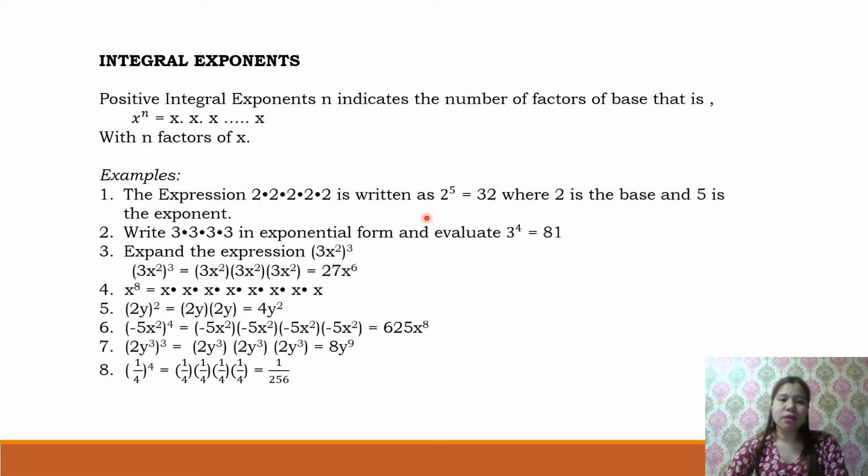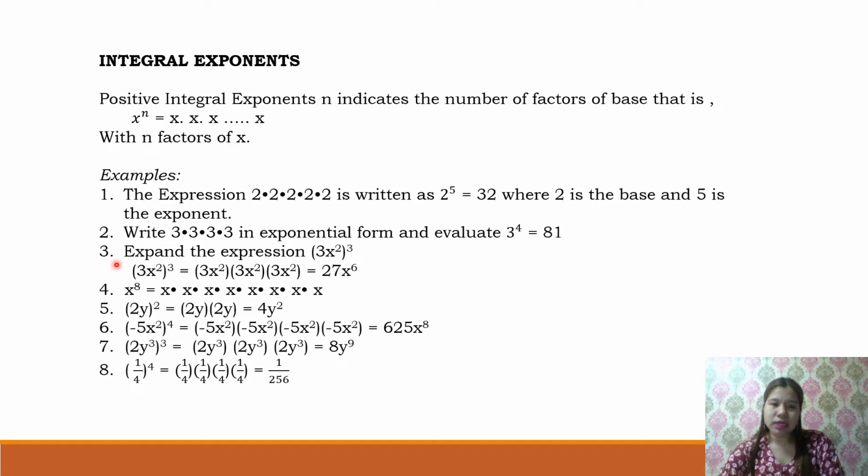Number 2, write 3 times 3 times 3 times 3 in exponential form and evaluate. So we have 3 raised to 4. 3 times 3 is 9, times 3 is 27, times 3 is 81.